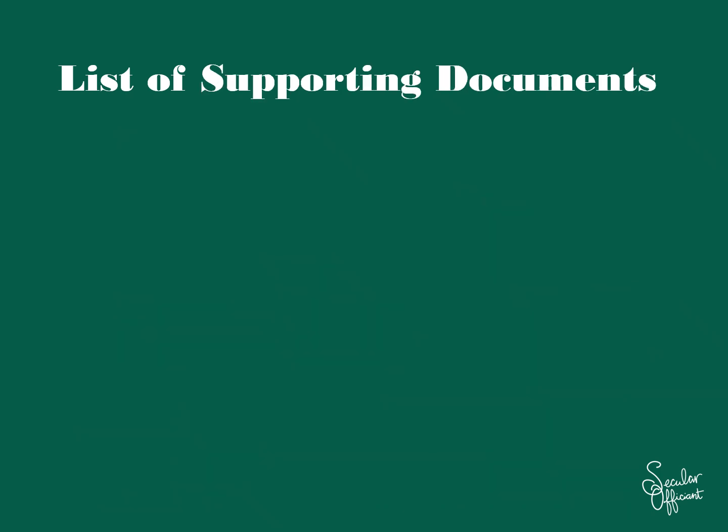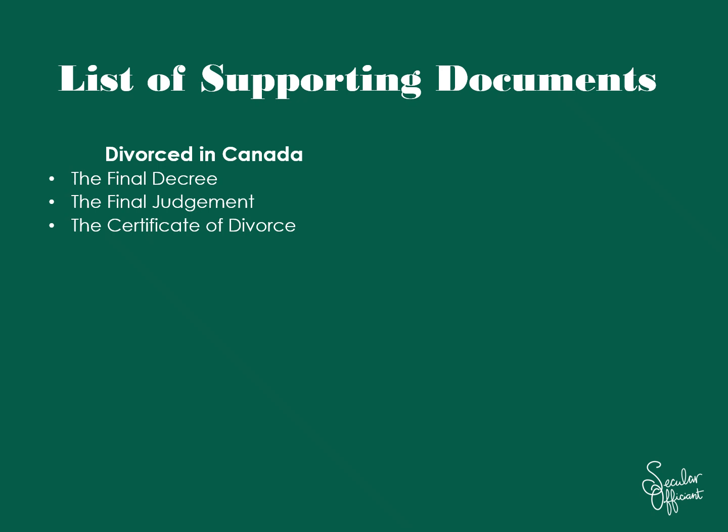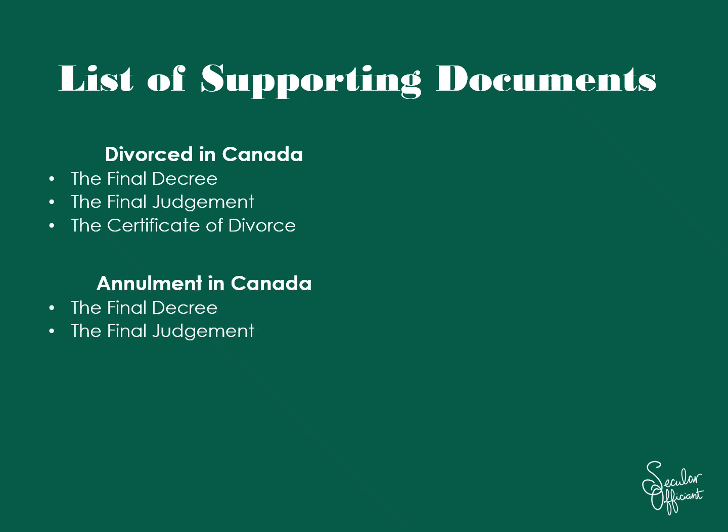List of supporting documents. Certain applicants will be required to provide supporting documents in addition to their identification. If an applicant was divorced in Canada, they will need to bring one out of the 3 documents: the final decree, the final judgment, or the certificate of divorce. If an applicant had an annulment in Canada, they will need to bring one out of the 2 documents: the final decree or the final judgment.